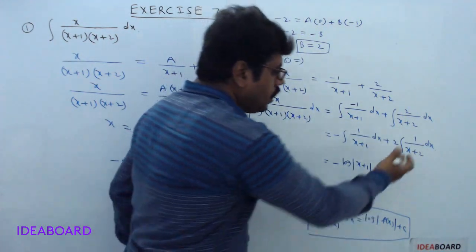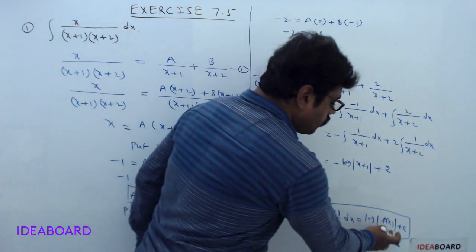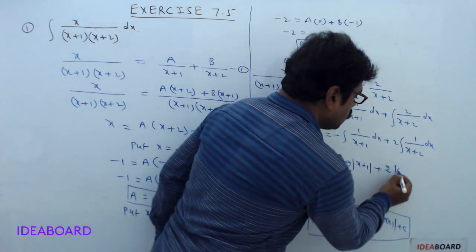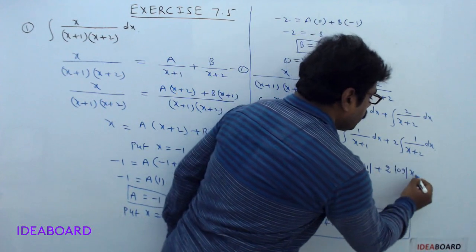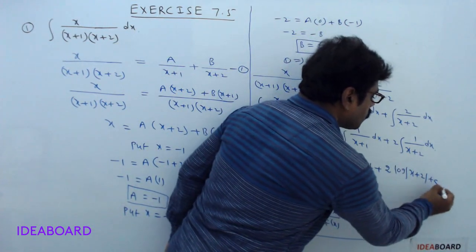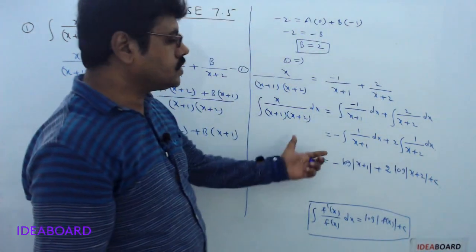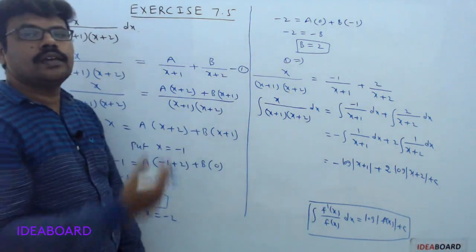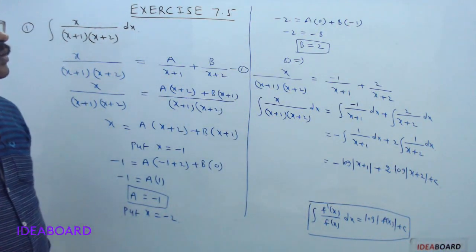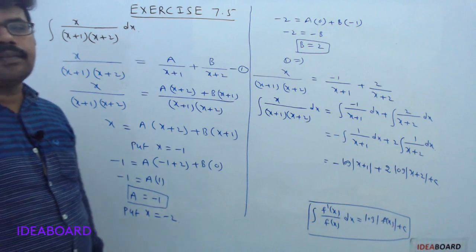Again, by using this formula, what is its answer? Log mod denominator plus c. So log mod x plus 2 plus some constant c. That's it. That is the answer of your given problem. So it is a very important model and an easy one also.